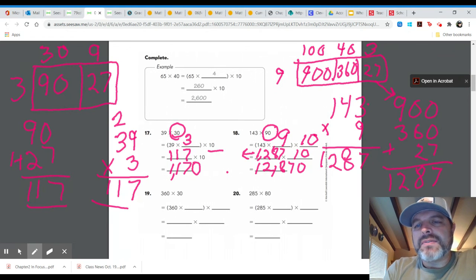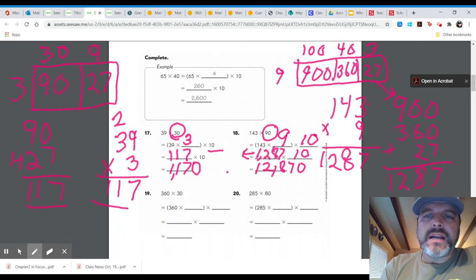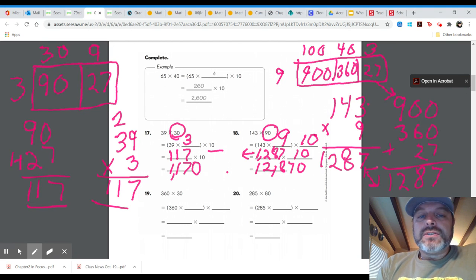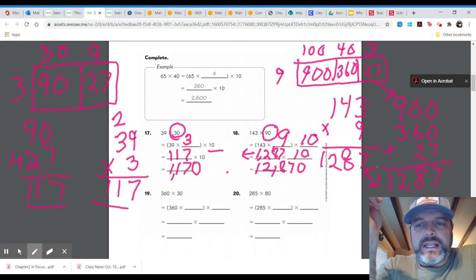What? We have the same number as I got before? That's weird. How did I get to the same number doing two different methods? So those are two different methods for multiplying, and that's on the second page.